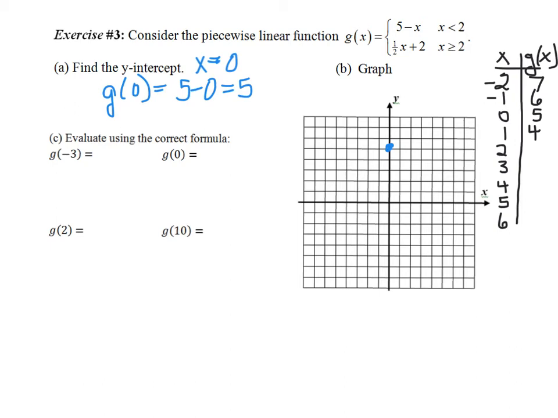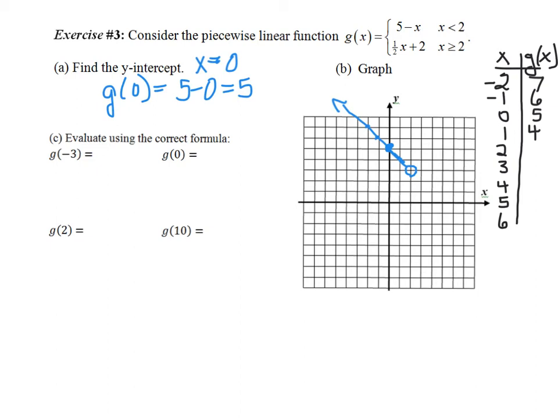Now, if the pattern continued, that would tell me that at the number 2, I should have the answer of 3. So on that point, at the number 2, an answer of 3, I'm going to put an open circle. For all these other points, negative 2, 7, negative 1, 6, 0, 5, 1, 4, I have the first part of my piecewise function. Notice that for this one I can keep going so that I can put an arrow on the end showing that the graph keeps going.